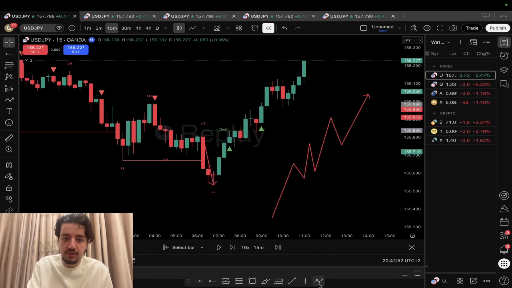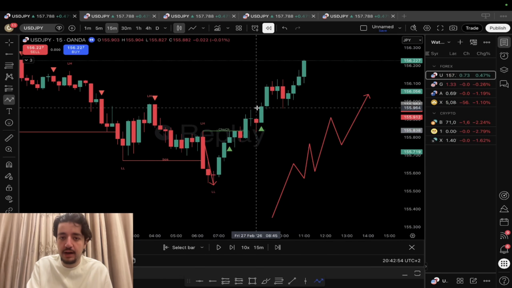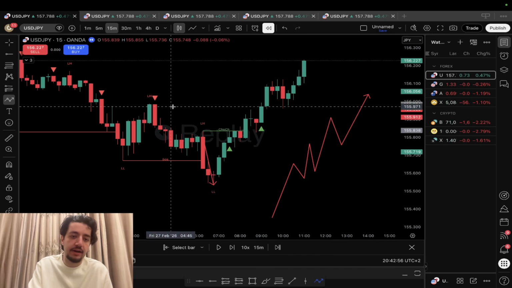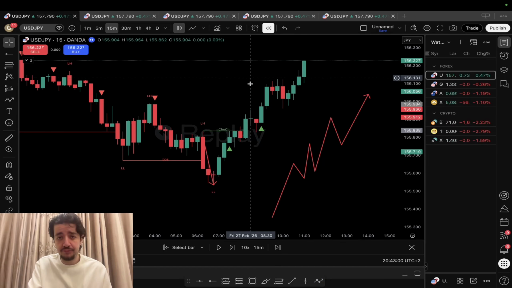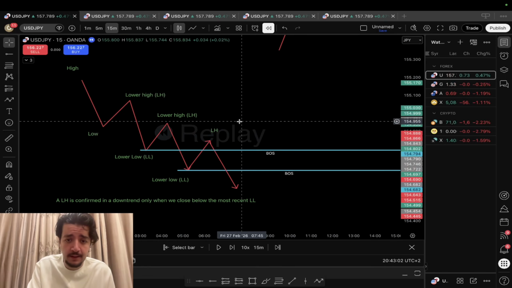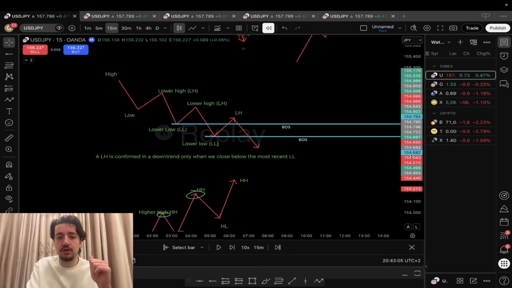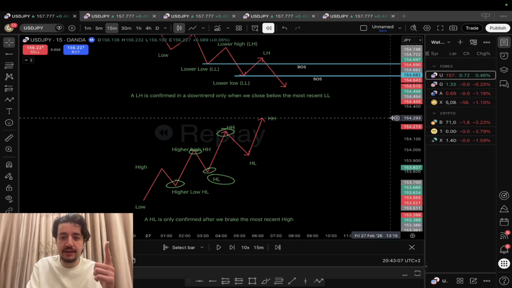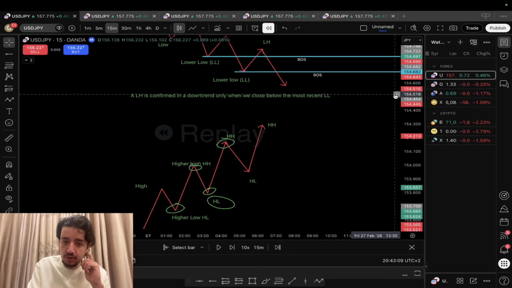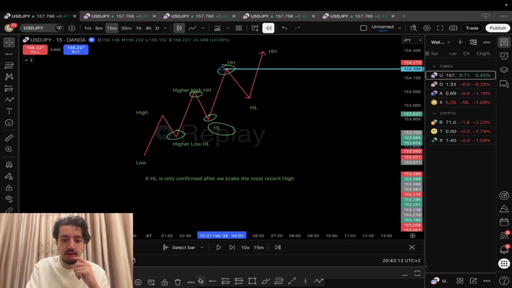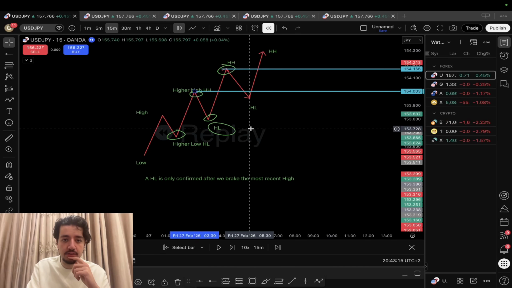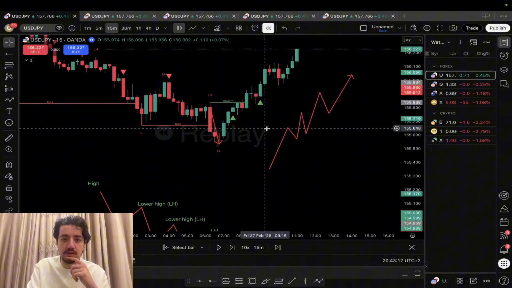So that's it pretty much, you see? Low, high, higher low, higher high, higher low, higher high. And now we have a confirmed external uptrend. Cool? That's it pretty much. So now you know what an external downtrend is. Now you know what an external uptrend is. And you know now what a breakout structure is. This is the BOS here. This is the BOS here. And so on. Same on the charts.